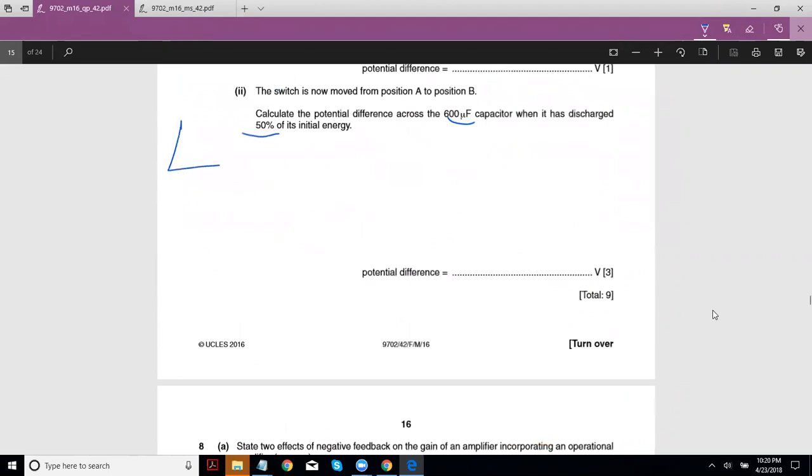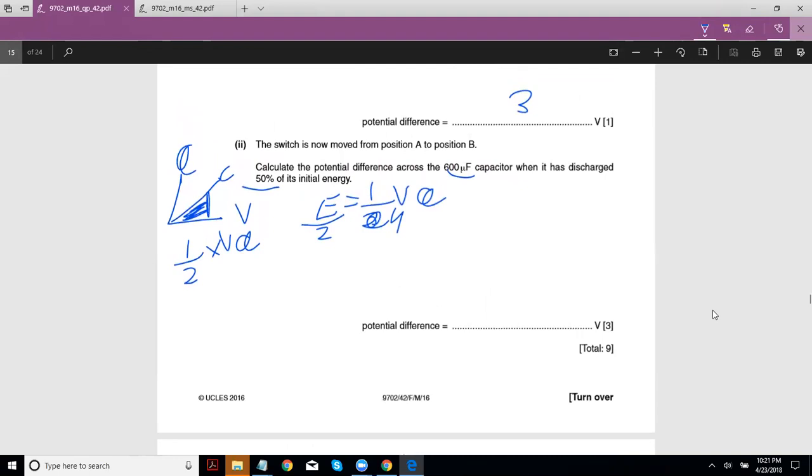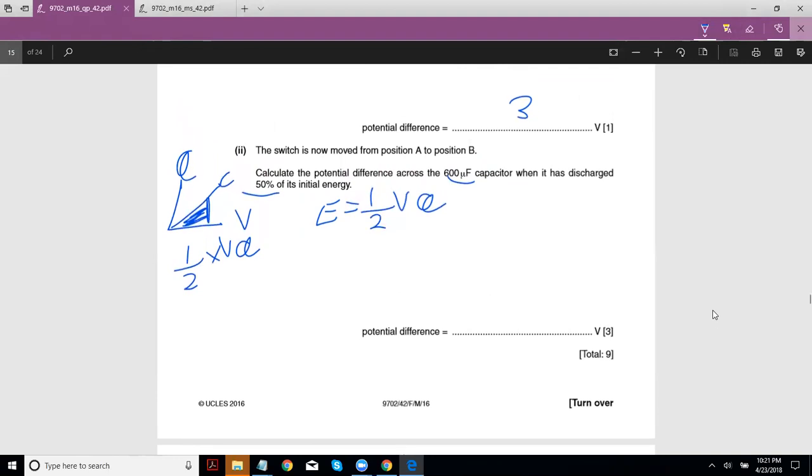If you remember, if you draw Q and V, Q is equal to CV, so the energy was basically the area under the line, which is half into VQ. That's the energy. You can write half VQ, and VQ we have already calculated. When it is discharged 50%, you halve it further, so this becomes 1/4. And you want the potential difference across 600 when it has discharged 50% of its initial energy. A simpler way is to calculate the initial energy and then go from there.